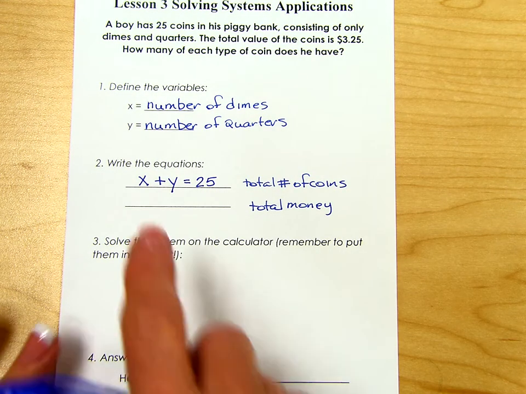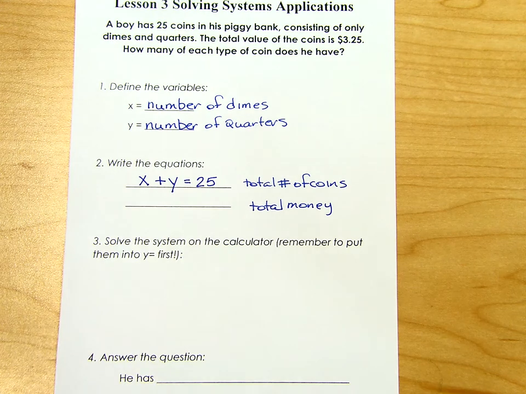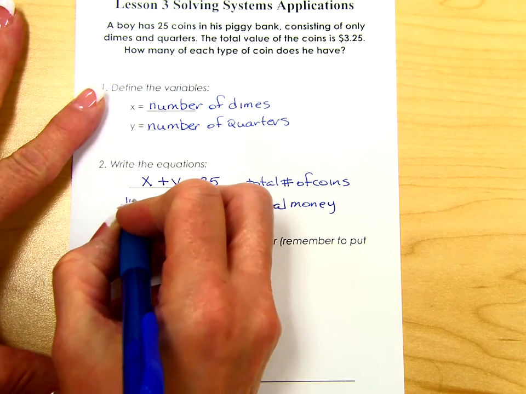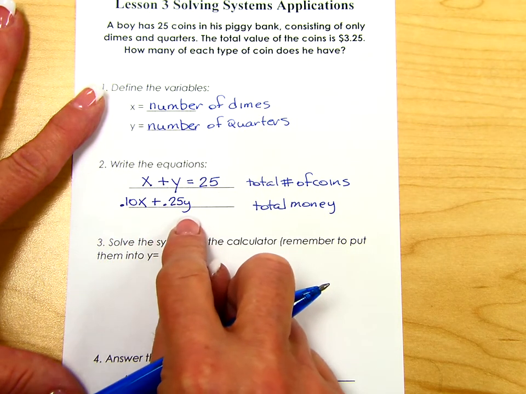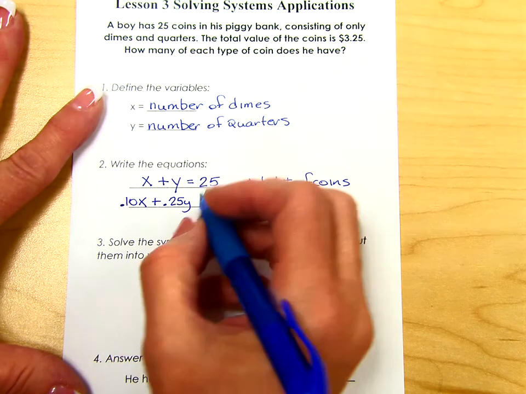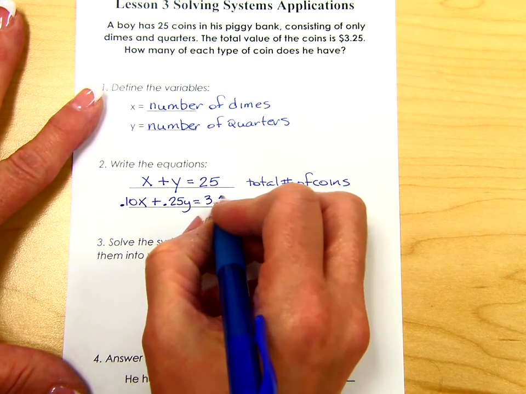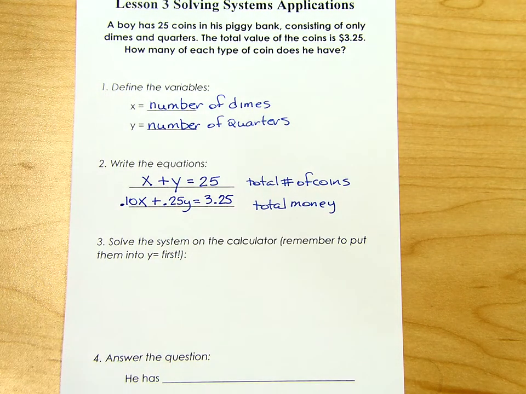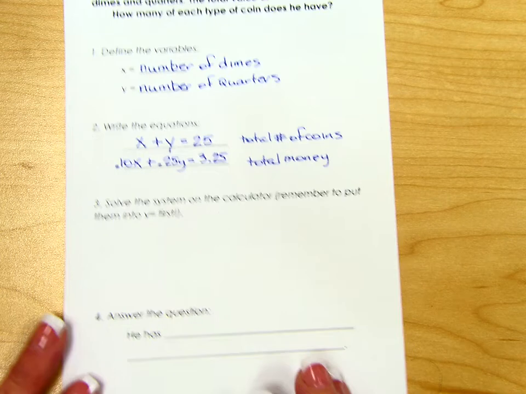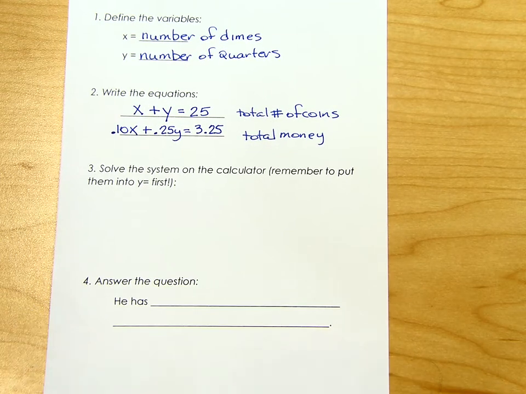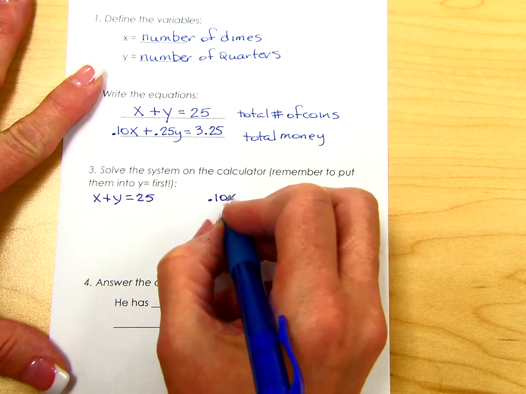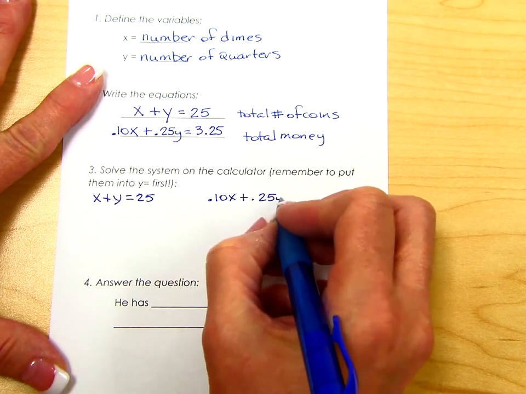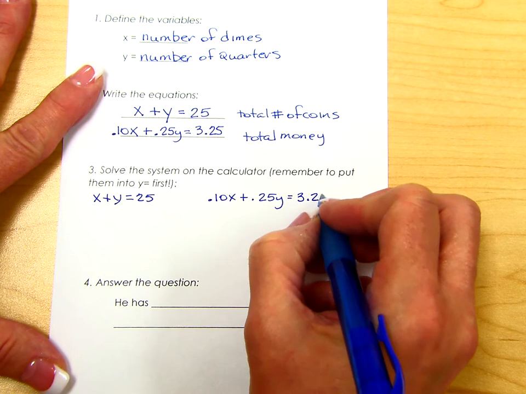Now for our money, we're going to take the number of dimes and multiply it by how much a dime is worth. A dime is worth 10 cents. A quarter is worth 25 cents, so we'll take 25 cents times the number of quarters to get the total money I have in quarters. And that would all be totaling $3.25. So the first thing we're going to do now is split this up and solve each of these equations for y so we can use the calculator. So we have x plus y equals 25, and we have 0.10x plus 0.25y equals 3.25.